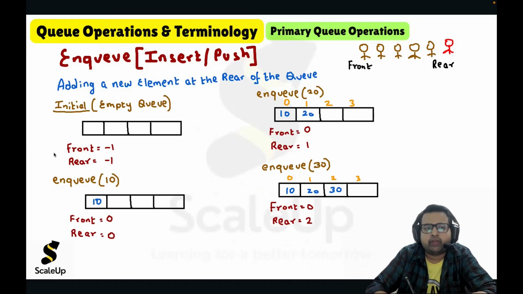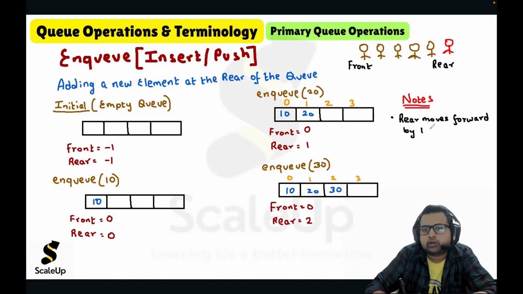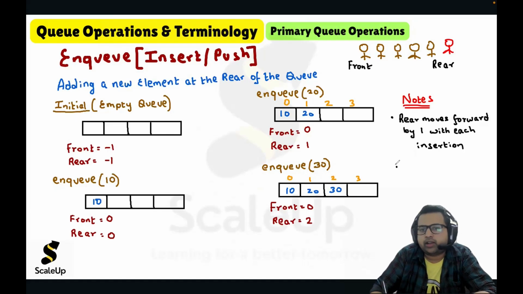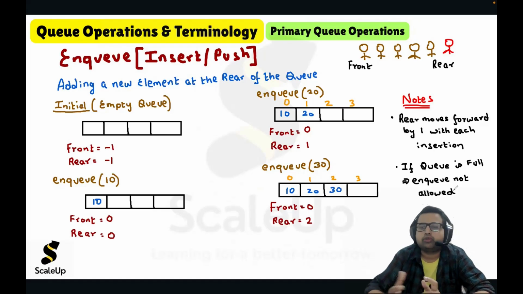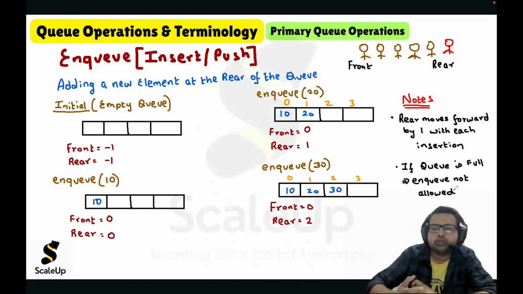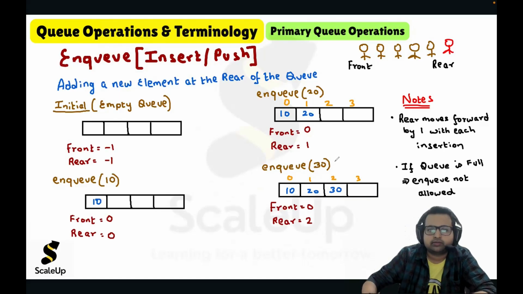So we saw some important notes. Whenever we perform the NQ operation, rear moves forward by 1 with each insertion. With each insertion, rear gets updated and moves forward by one. One more interesting point to be noted: if the queue is full, then NQ is not allowed, because if the queue is full, there is no point in adding more elements since no space is there. So this was the NQ operation.